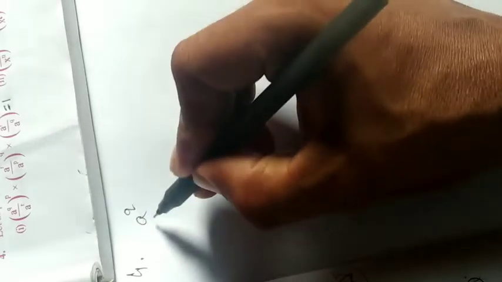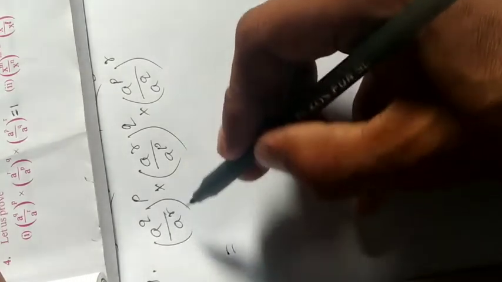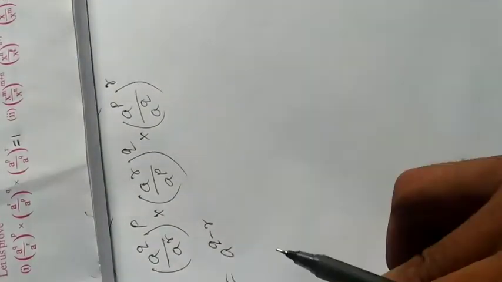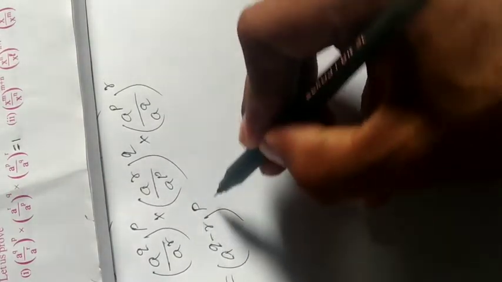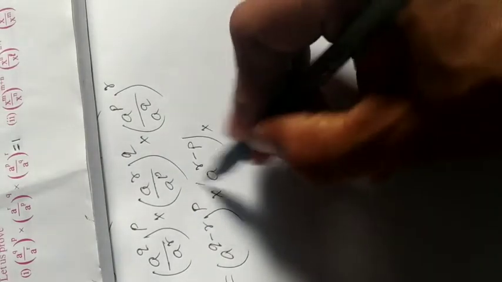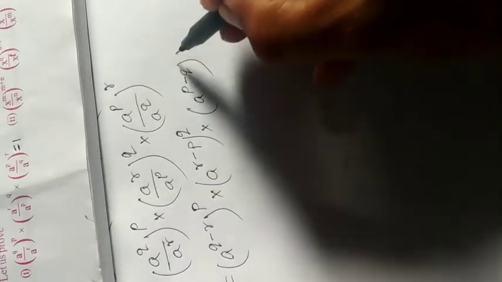a to the power q by a to the power r, to the power p, into a to the power r divided by a to the power p, to the power q, into a to the power p by a to the power q, to the power r equals to, now we can write it as a to the power q minus r to the power p into, it is also a to the power r minus p to the power q into a to the power p minus q to the power r.